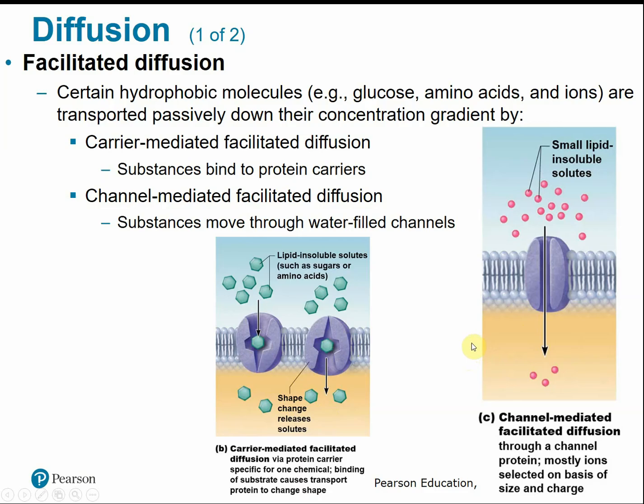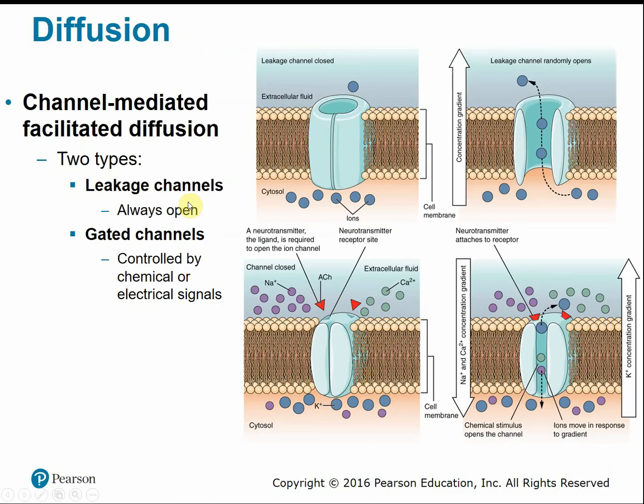Channel-mediated facilitated diffusion is basically just like an open channel in the membrane, so anything small enough to fit through that tunnel can enter into the cell. There are two types of channel-mediated facilitated diffusion. We could have leakage channels that are pretty much always open, so they're leaky, so anything that fits through can come on in. A gated channel is only going to open under certain specific chemical or electrical signals. So a neurotransmitter or hormone or some type of ion can trigger opening of these channels. So it's gated, and you have to have the key to open up the gate.